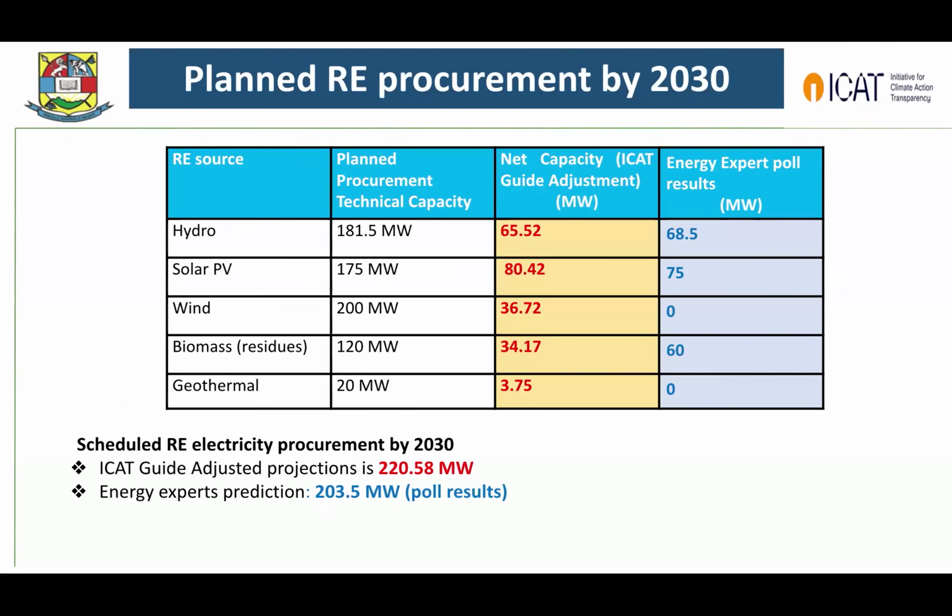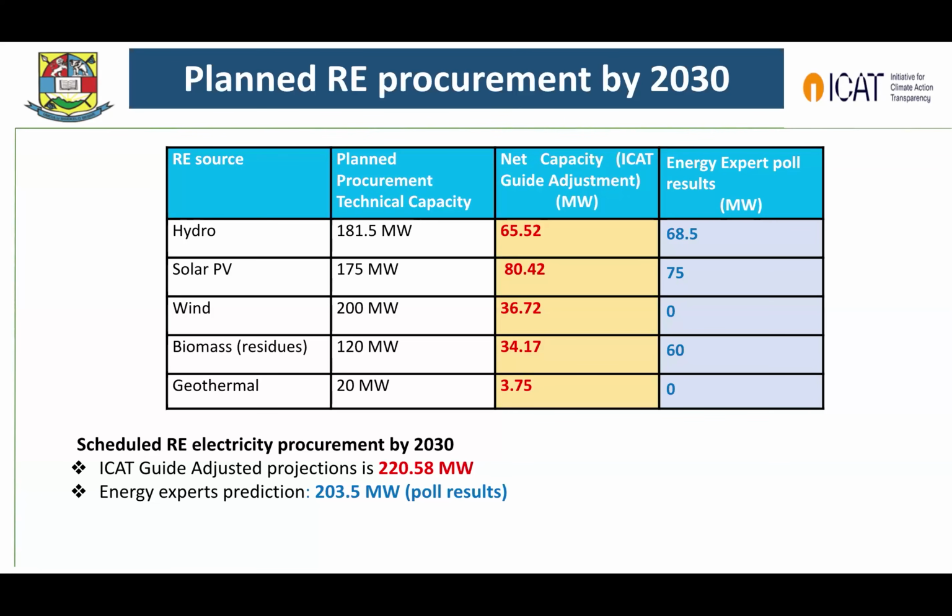So in this slide, in the first column, we have the technology, and in the second column, we have the capacity for the different technologies as it appears in the master plan. And then we used the ICAT guide, using both the technical and financial barriers. So then the capacities decreased. For example, for hydro, it decreased from 181.5 megawatts to 65.52 megawatts.